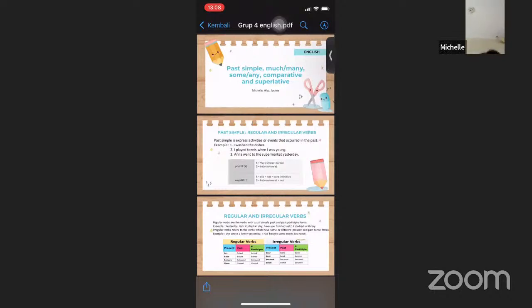We want to present English about past simple, much or many, some or any, comparative and superlative. Past simple, regular and irregular verbs.